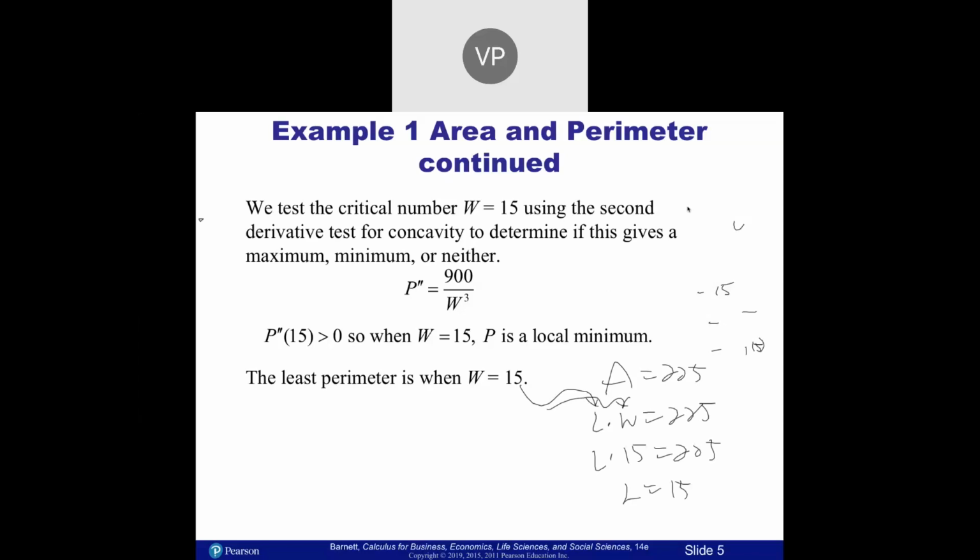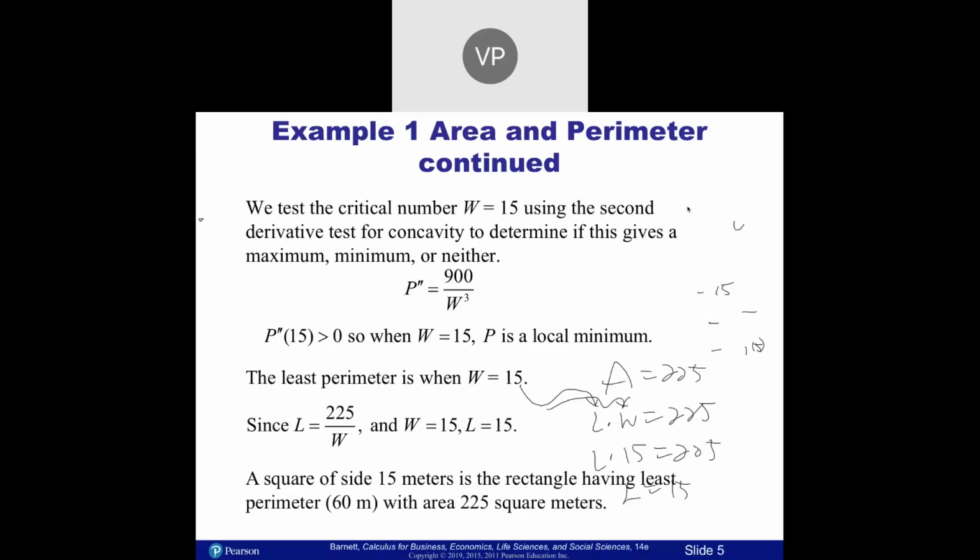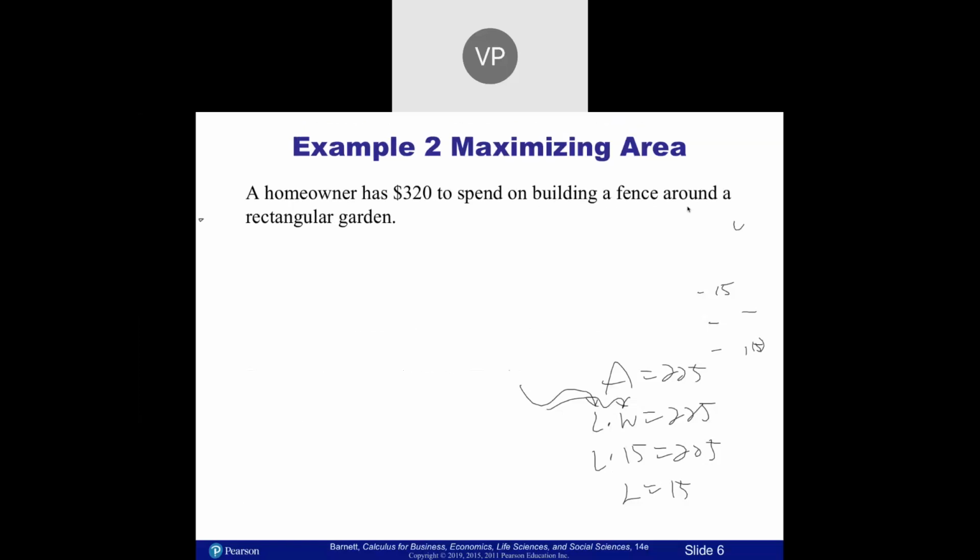So if they ask for the dimensions, make sure you tell them 15 by 15. If they ask for the length or the width, the answer is 15, and that's it right there. In this case, I think they did want the dimensions. So there it is right there: the square with side 15 meters is the rectangle having the least perimeter with the area of 225.